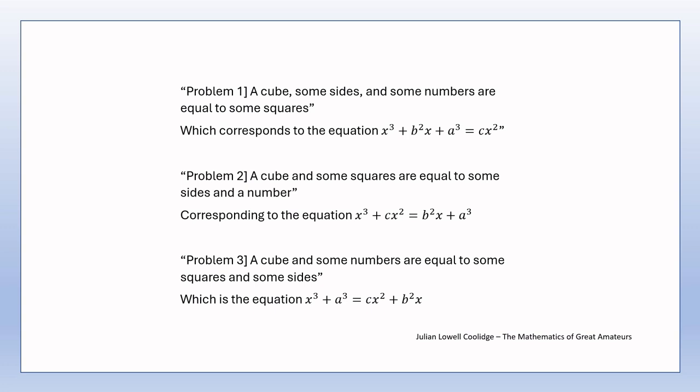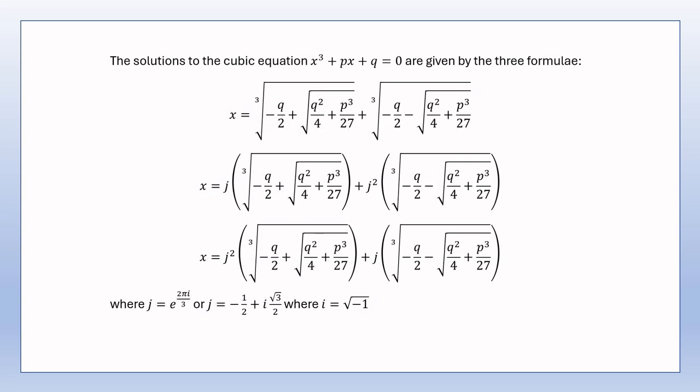The analogue to the quadratic formula is the cubic formula, which is not at all as straightforward to use as the quadratic formula, and it's no surprise that the cubic formula is not given as a possible method of solving cubic equations at A level. The solutions to the cubic equation x cubed plus px plus q equals 0 are given by the three formulae shown on the screen, where j is equal to e to the power of 2 pi i over 3, or minus a half plus i root 3 over 2, where i is equal to the square root of minus 1.